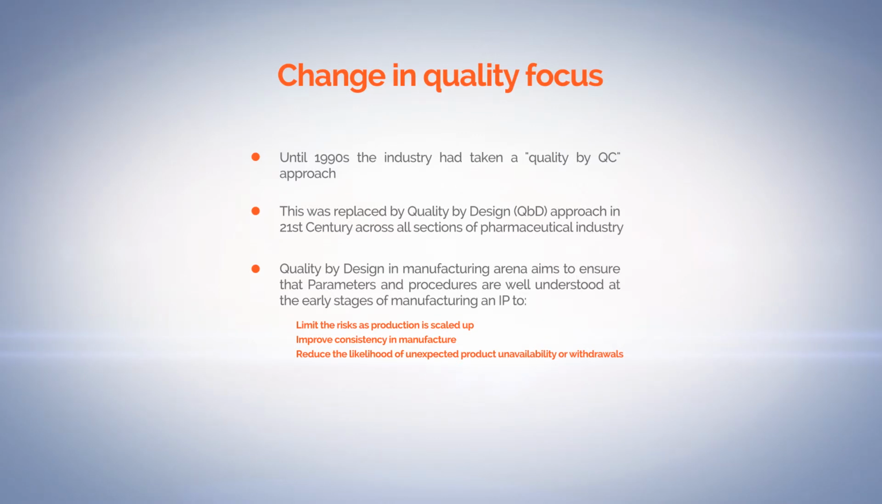Finding you can produce something in small quantities for clinical trials, but you can't manufacture it in large enough quantities to sell it, is not terribly helpful. It improved the consistency in the manufacture and also reduced the likelihood of unexpected product unavailability or withdrawals, which again, you don't want to have when you're trying to plan a clinical trial program, and certainly not when you're trying to market it.